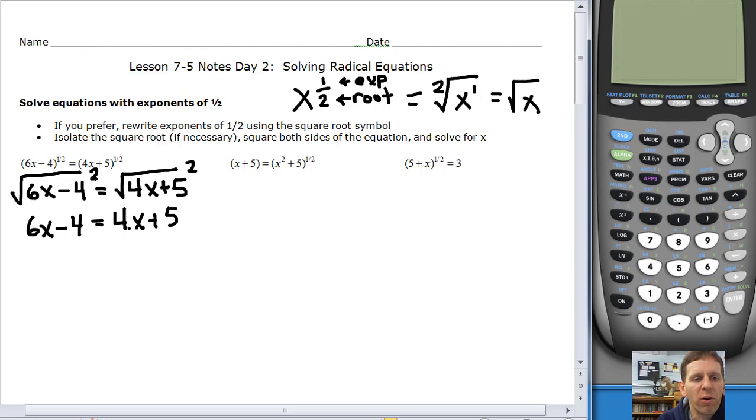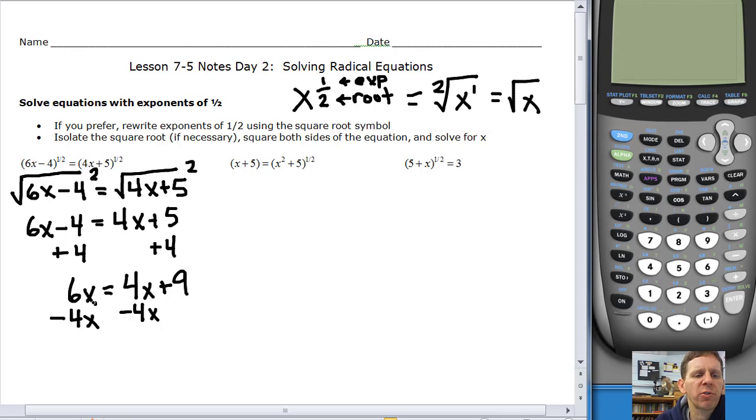You can do one of 4 different things here. I like to get rid of the negatives personally, so I'm going to add 4 to both sides. That cancels them out on the left side. On the right side, you're going to have 4x plus 5 plus 4, which is 9. Then to get the x's by themselves, we're going to move the 4x to the left side because we have a number 9 by itself on the right.